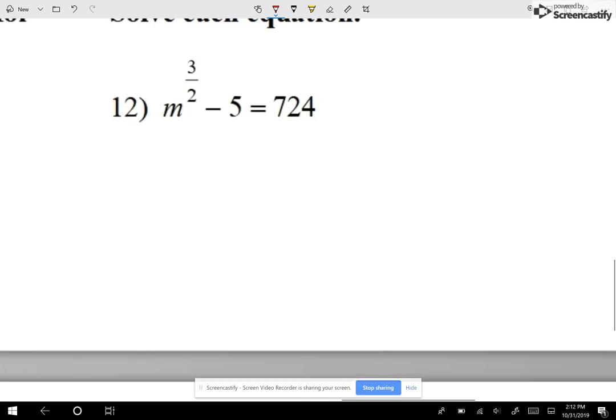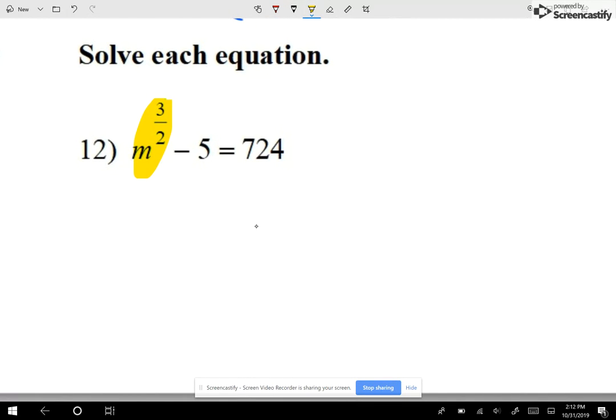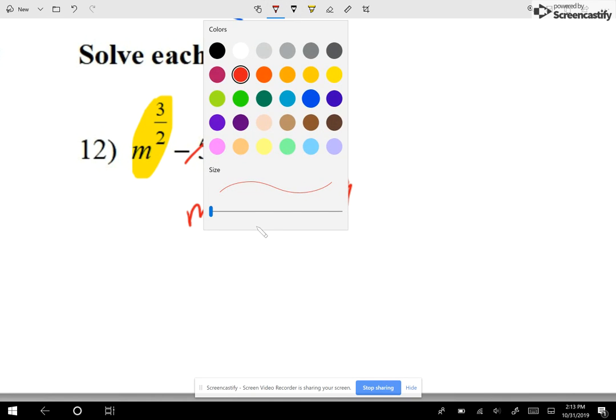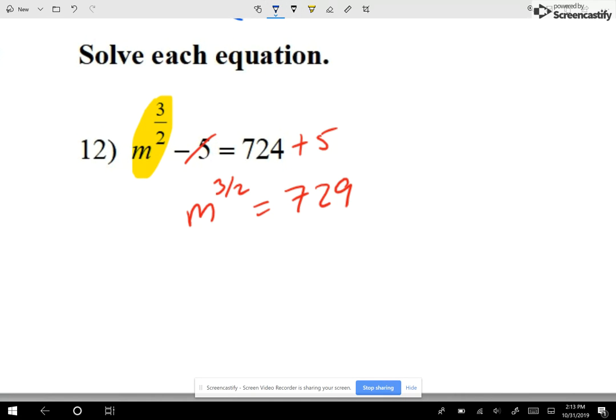Now looking at question number 12. I want to have m by itself. So everything that is not part of m, I'm going to get rid of it. My minus 5, let me move it as a plus 5. So I have that m to the 3 halves is equal to 729. The way I'm going to undo a fraction as an exponent, I'm going to multiply it by the reciprocal, 2/3. Now I have that m is equal to 729 to the 2/3.